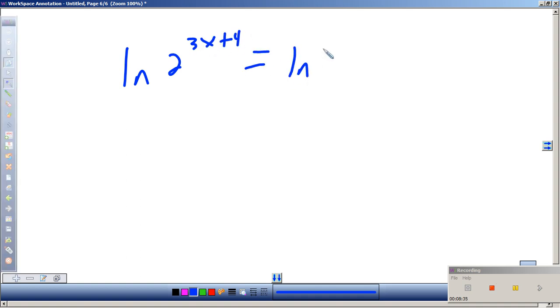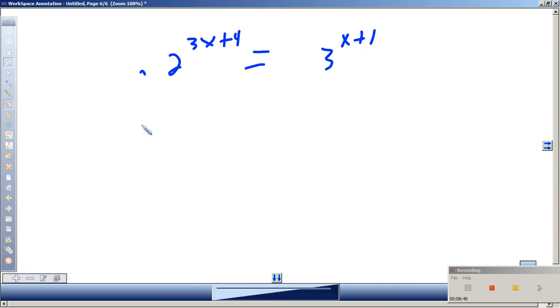Let's see. What's this one? A bit more complex even. ln of 2 raised to 3x plus 4 is equal to ln of 3 raised to x plus 1. So, 2 raised to 3x plus 4 is equal to 3 raised to x plus 1.